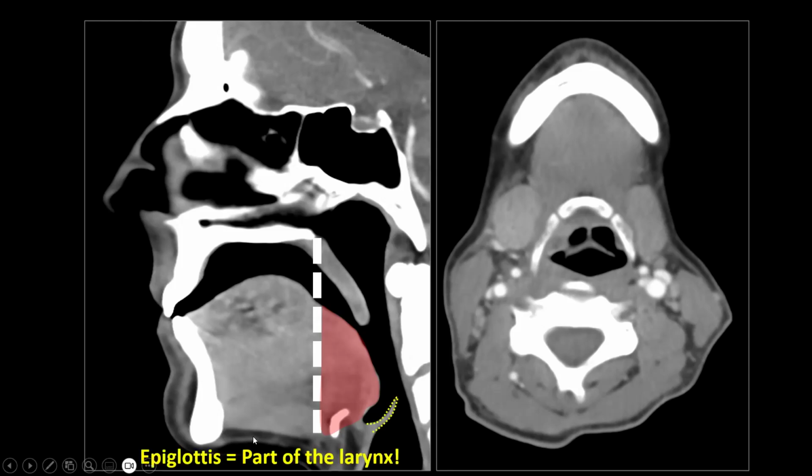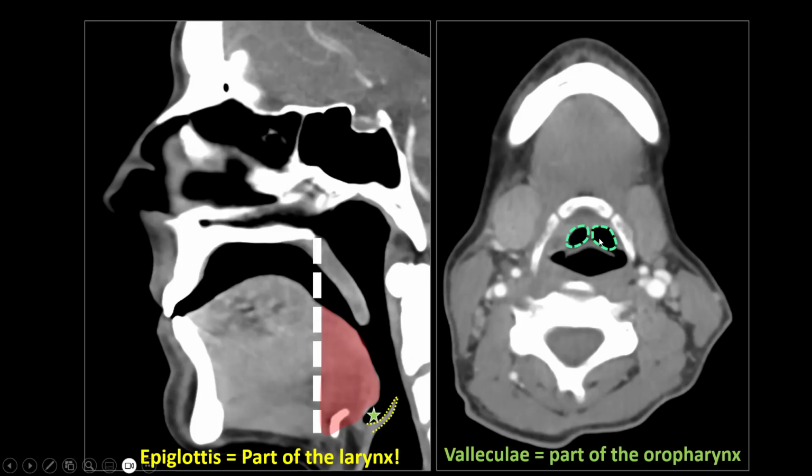So this is the sagittal plane, and we recognize here the epiglottis. And I'm just going to repeat myself. The epiglottis is not part of the pharynx. The epiglottis is part of the larynx. And then we have this recess between the epiglottis and the tongue base. This is the vallecula. And this is part of the oropharynx. So we can consider this part of the tongue base.